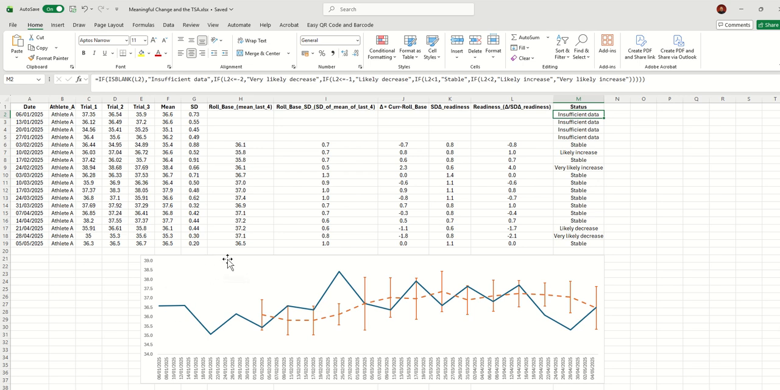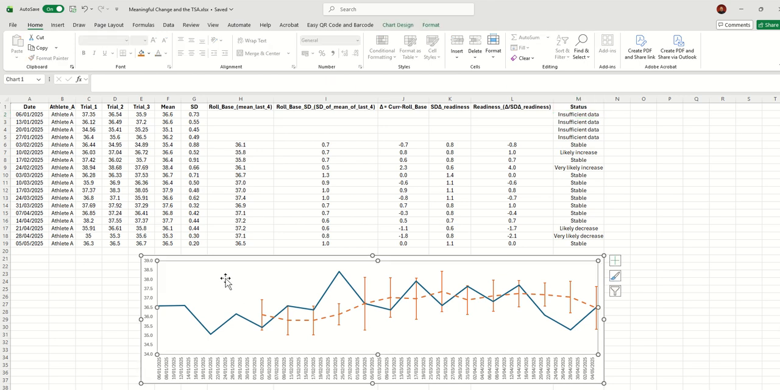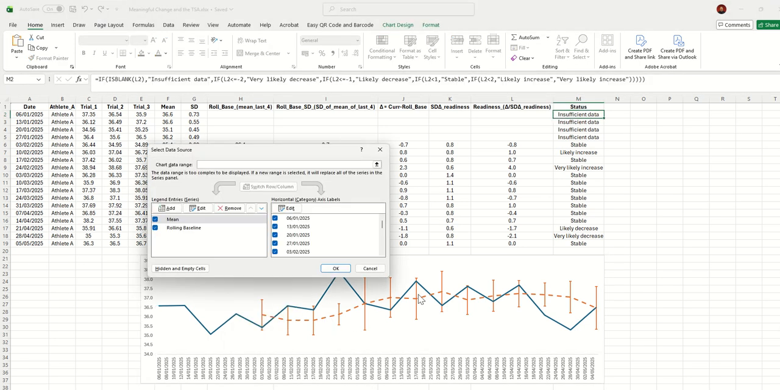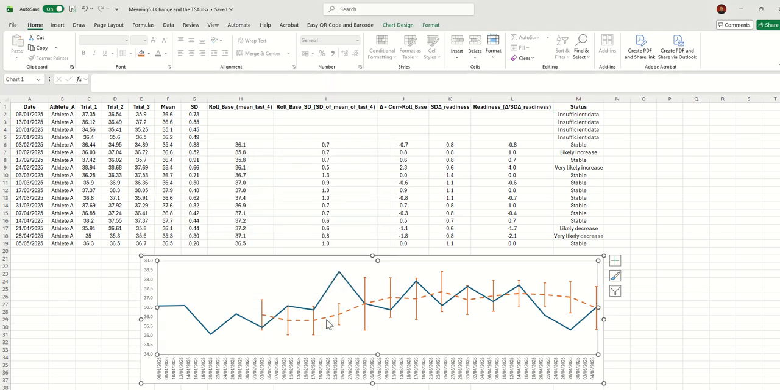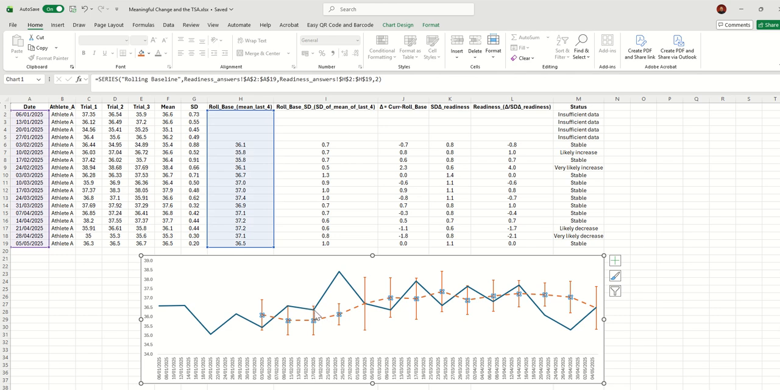In terms of creating the graph, this is a line graph. So we've got our data here. We can then add secondary data series to it. To get a rolling baseline in, I would just add another data series and then highlight the rolling baseline. Remember to still highlight the first 4 cells to ensure that it starts in the 5th week. You then want to ensure that you're capturing the typical fluctuation within that rolling baseline, and we're going to do that via the error bars.